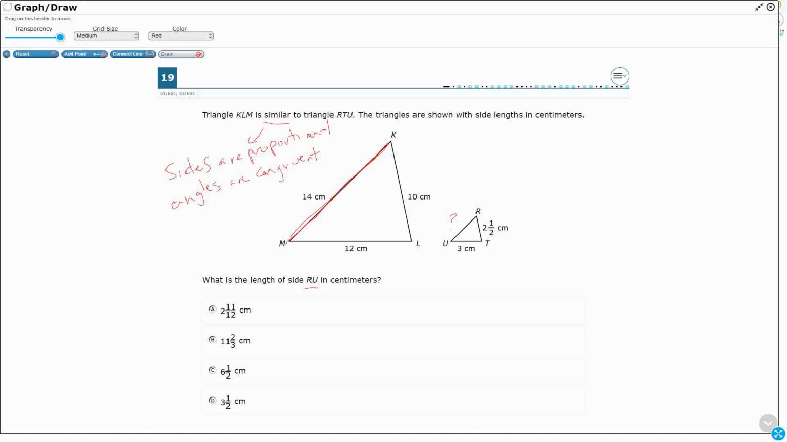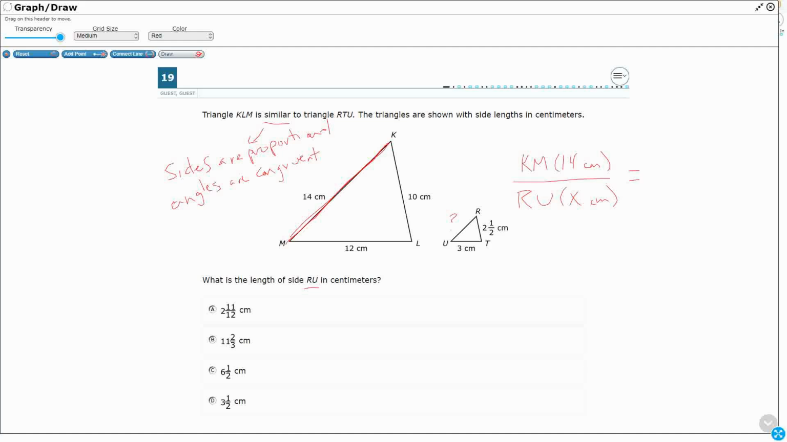So I'm going to say KM, which is really 14 centimeters. But I'm going to put the name KM there, just so I can keep that in the back of my mind, is to RU, which is unknown. So I'm going to just say that's x, right? So we're looking for x.